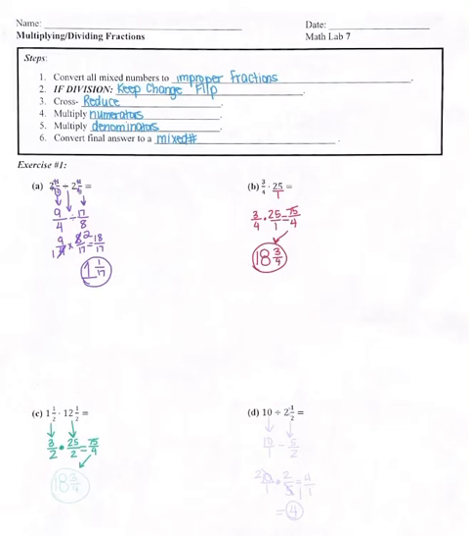Then we want to see 4 goes into 75, again, 18 times with 3 left over. So 18 3/4.